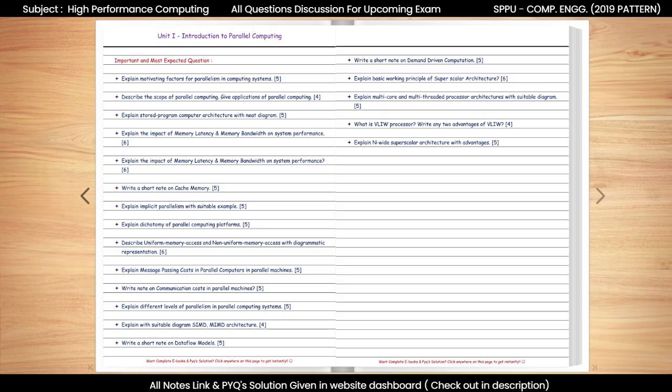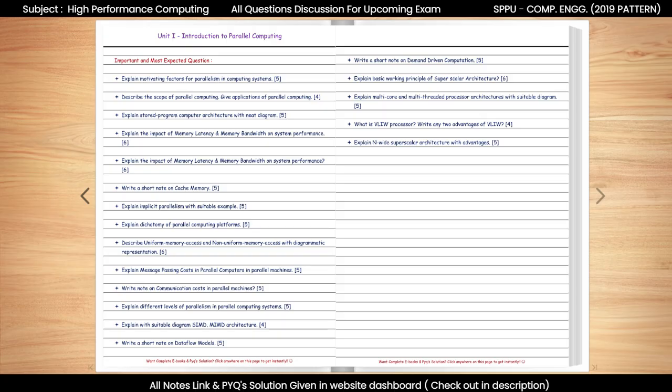Now, let us move on to our next important topic, message passing costs. From this topic, we can expect questions such as, explain message passing costs in parallel machines. Message passing costs include the time taken to send and receive messages between processors. This cost depends on latency, bandwidth, and communication overhead.